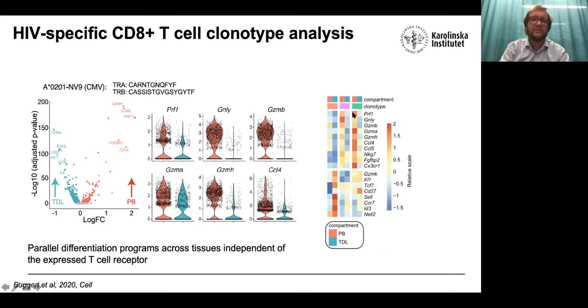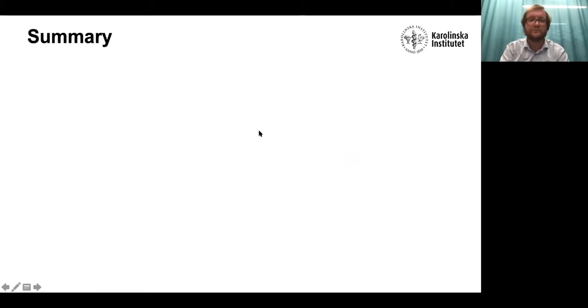So really what this means is that in our human body, we have parallel differentiation programs across tissues that are independent of the expressed T cell receptor. And we have clones that develop into these cytotoxic cells that are retained in circulation for some unknown reason. And we have also other cells which are recirculating through our blood or tissues, sorry.